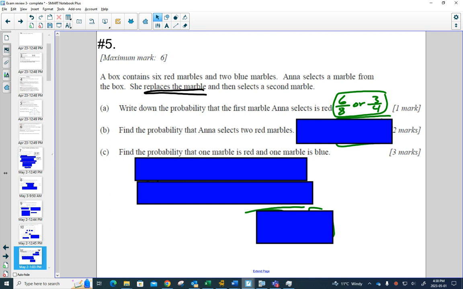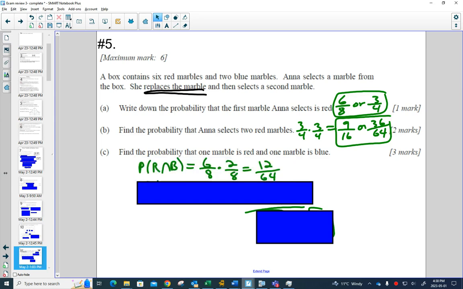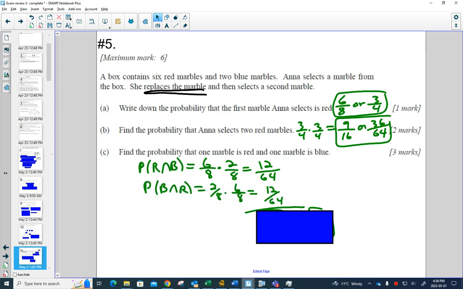Okay, 2 red marbles, well, it'll be 3 out of 4 times 3 out of 4. Since it's independent, you can just multiply that together. Find the probability that 1 marble is red and 1 marble is blue. Now this has cases, because you could get a red marble first, then blue. There's also the possibility you get a blue marble first, then red. Even though they're the same numbers, you have to add those up to get the probability. So a common mistake here is just getting 12 out of 64 and not counting the same situation twice.